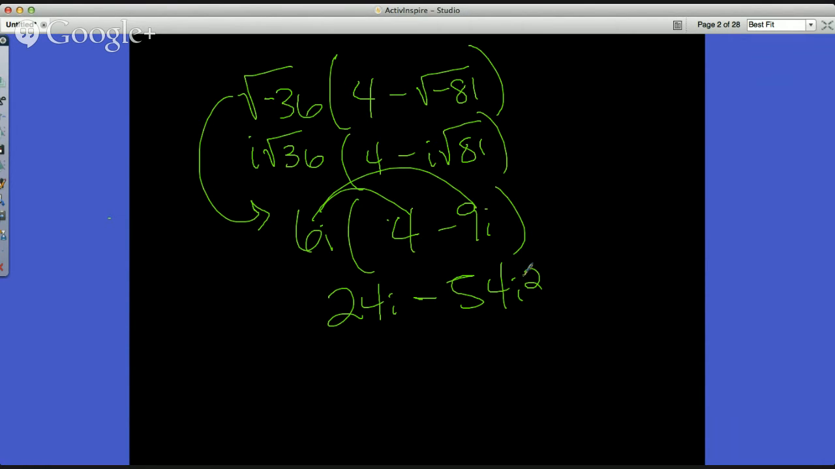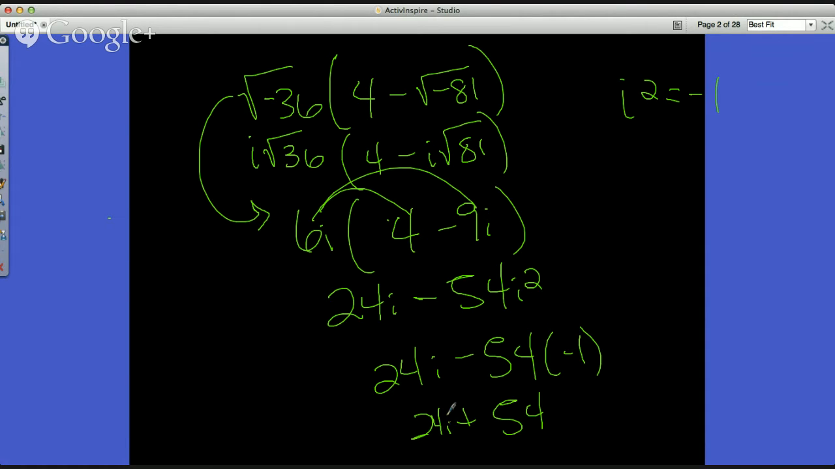negative 54i squared. Okay, this is another important thing. This is not on your, exactly. Phoenix is right. This is not on your formula sheet. Okay, you've got to know this. i squared is negative 1. Can we write it on here? On that, you'll get a different one on the day of the exam. But again, i squared equals negative 1. That shouldn't be too bad. Just remember that, and we should be okay. Okay, so if this is negative 1, then I have negative 54 times negative 1, which is 54. So I have 24i plus 54.